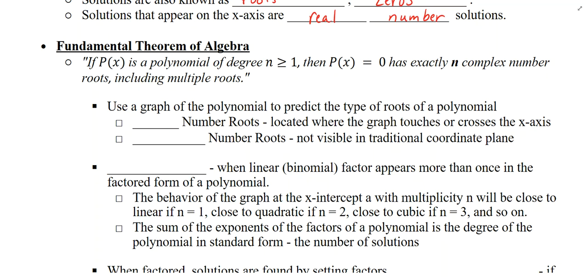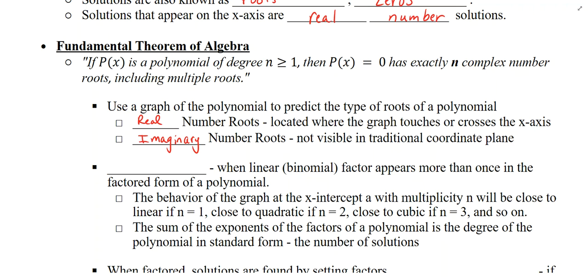Oftentimes, we will use the graph of a polynomial to predict the number of each type of roots of a polynomial. Real number roots are located where the graph touches or crosses the x-axis, whereas imaginary number roots are not visible in a traditional coordinate plane.